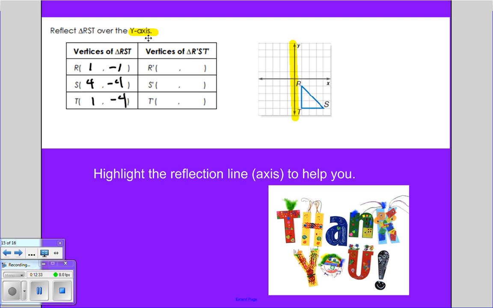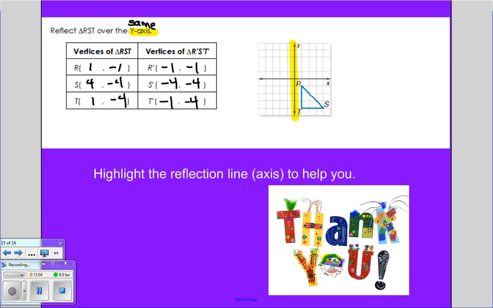Now, since we're reflecting over the x-axis this time, or I'm sorry, the y-axis this time, notice the y-axis is highlighted here. And so the y-axis stays the same. So now I'm going to copy my y-axis numbers here, negative 1, negative 4, negative 4. And I am going to change the sign of my x-axis numbers. So it was positive 1, so now it's negative 1. Positive 4 is now negative 4. Positive 1 is negative 1.